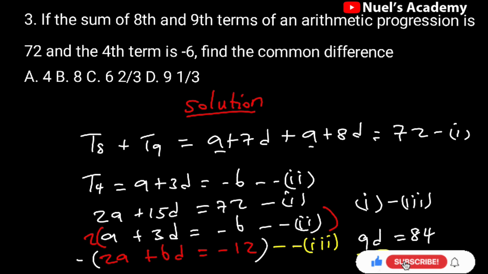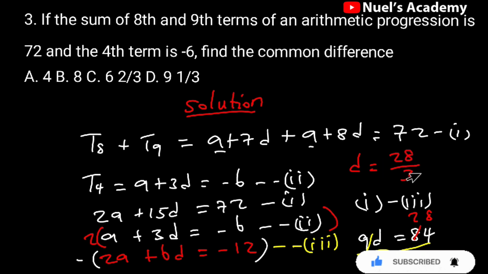Let's divide both sides by 9, so this and this will cancel. 9 divided by 3 is 3. Now 8 divided by 3 is equal to 2, remainder 2. 24 divided by 3 is equal to 8. So we have that d is equal to 28 over 3.